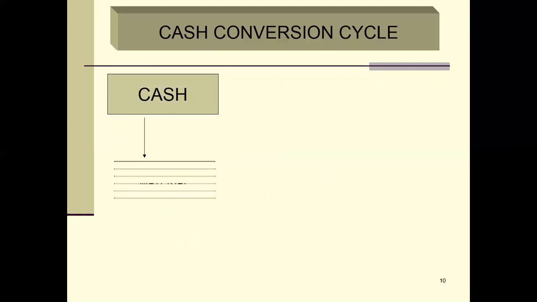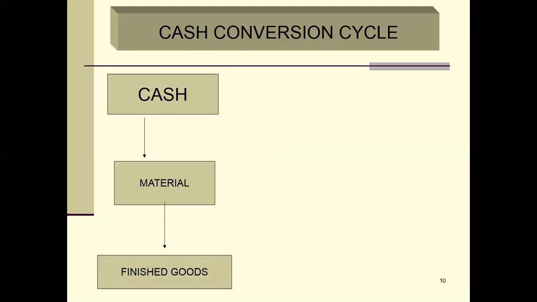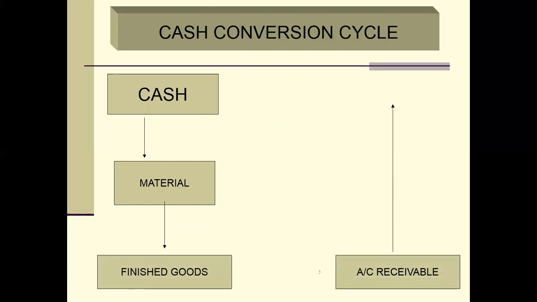This is the cash conversion cycle. You have certain cash. This cash you are investing in material, and after processing, the material will be converted into finished goods. Finished goods you will sell and convert into receivables, and receivables will move into cash again.